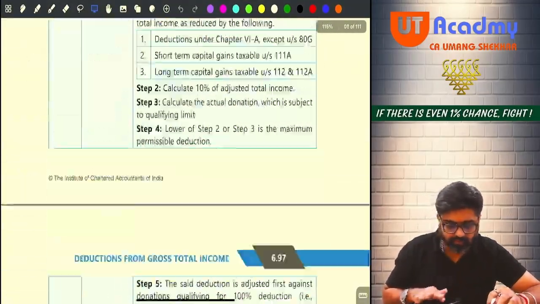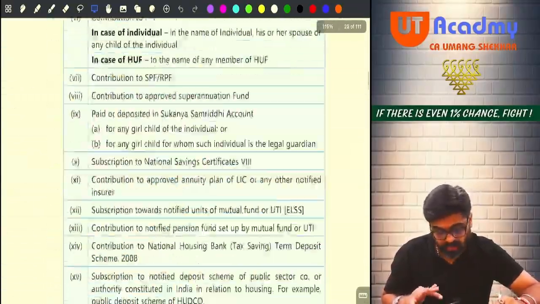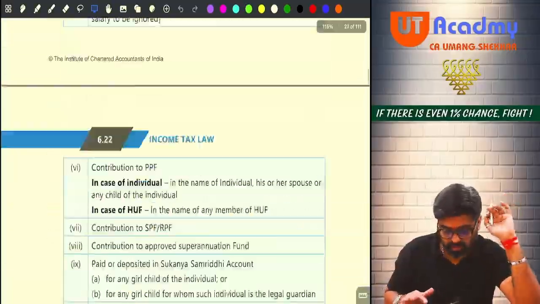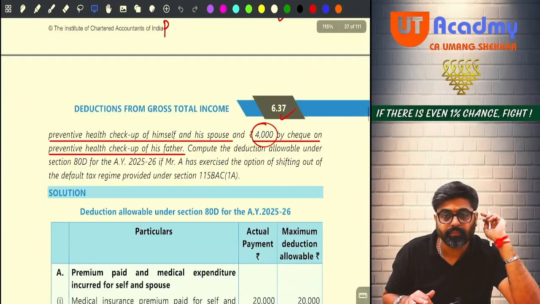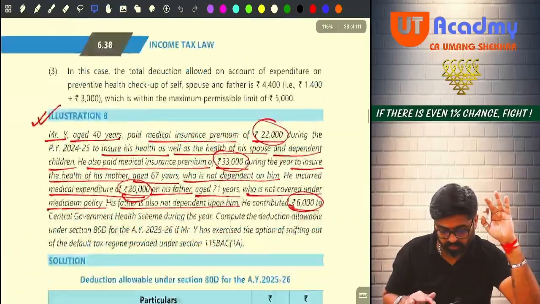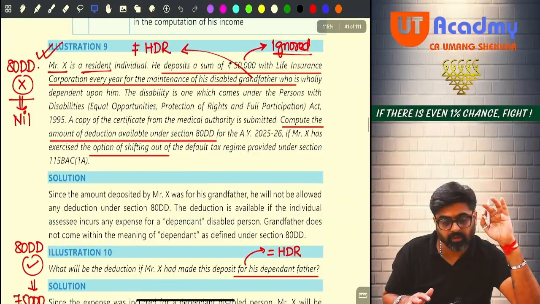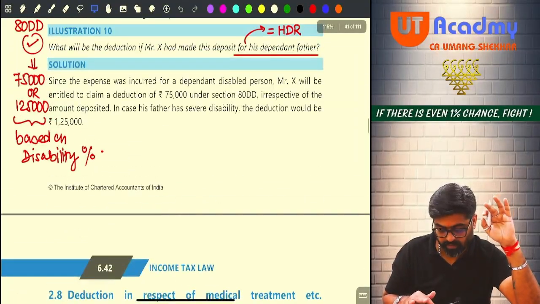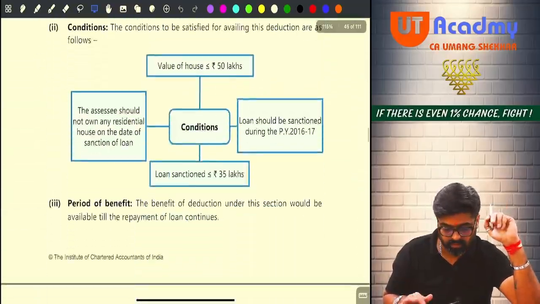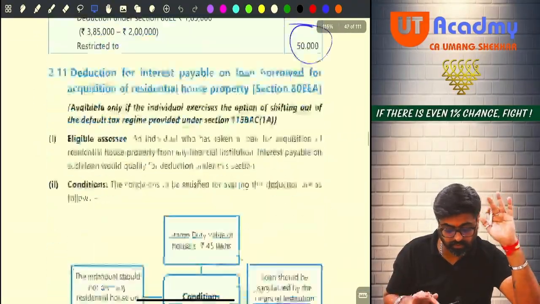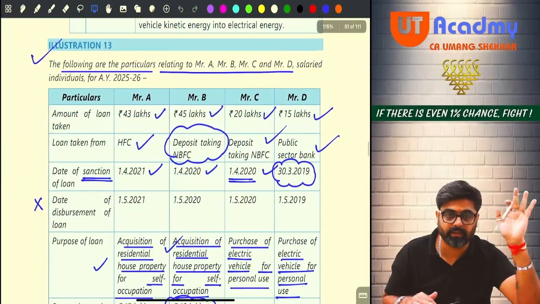Now first you tell me how many illustrations we have done from the deductions chapter. Leave illustration number 1. 2, 3, 4, 5, 6 done. 7 is also done. 7, 8 done. Very good. 9 is also done. Then 10 is also done. 11th we did yesterday. 12th is also done. 13th we completed yesterday only. That is also done.